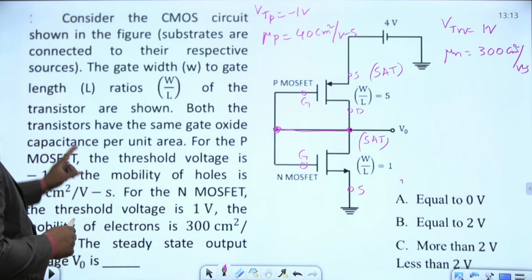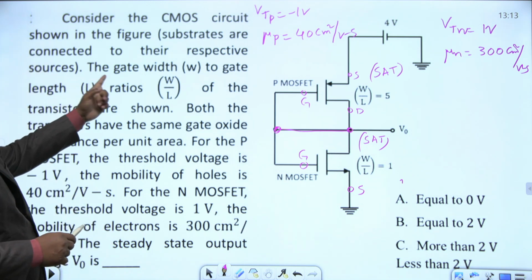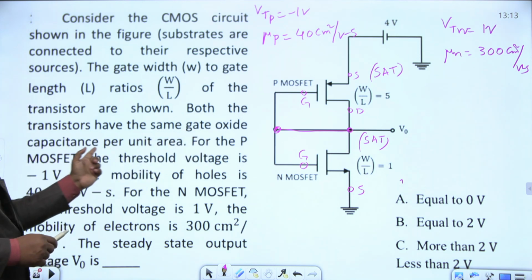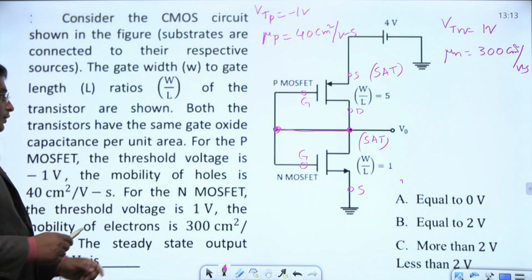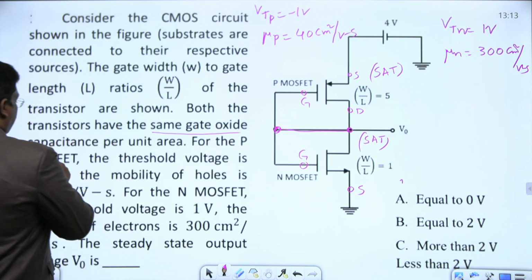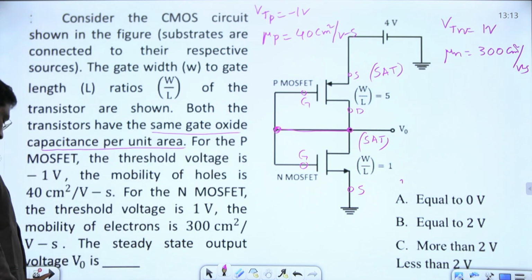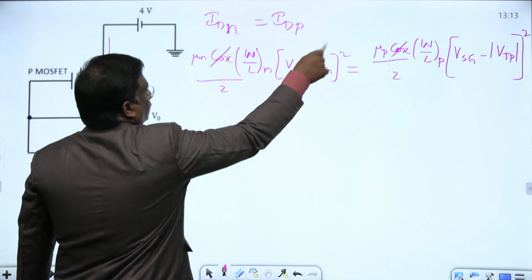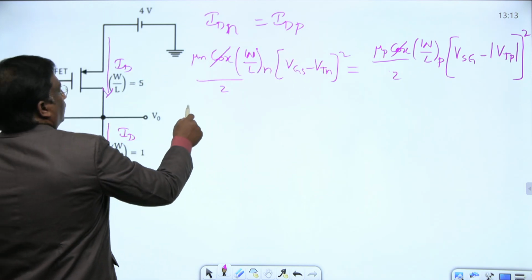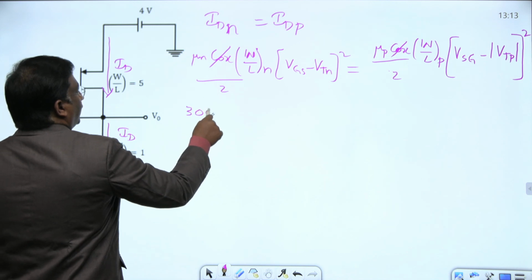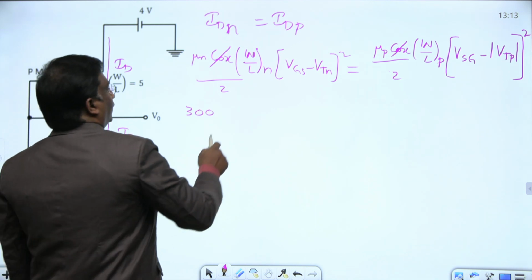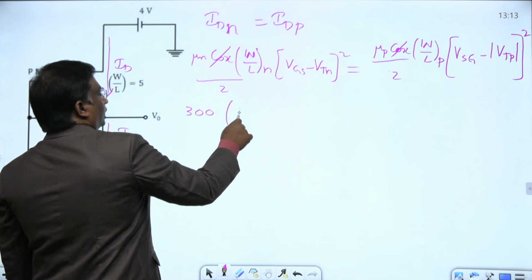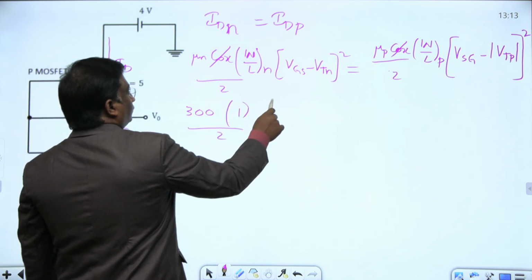Okay, and connected to the respective gates, the transistors have the same gate oxide capacitance per unit area, Cox. That information they gave. Cox for both the transistors is the same, PMOS and NMOS. And mu n is nothing but 300 centimeter square per volt second. Okay, W by L of NMOS is 1 divided by 2.